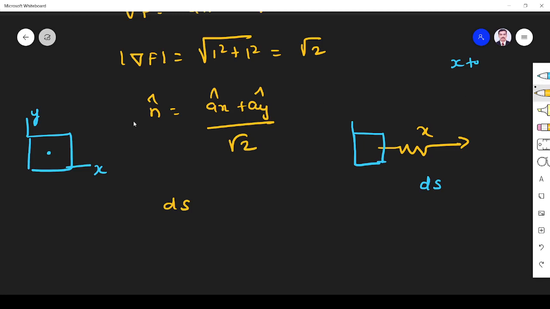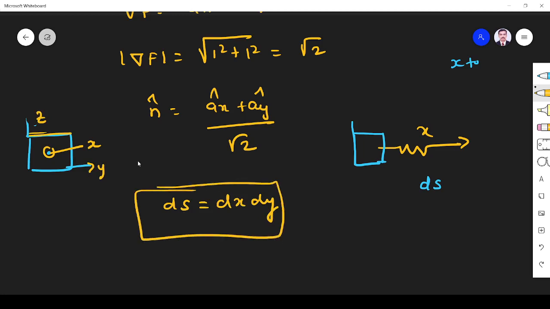But here, in which direction is the wave propagating? The wave is propagating in the x direction. So this normal is x, meaning it is perpendicular to this plane, so the plane must be in y, z. So what is the area? dy dz.